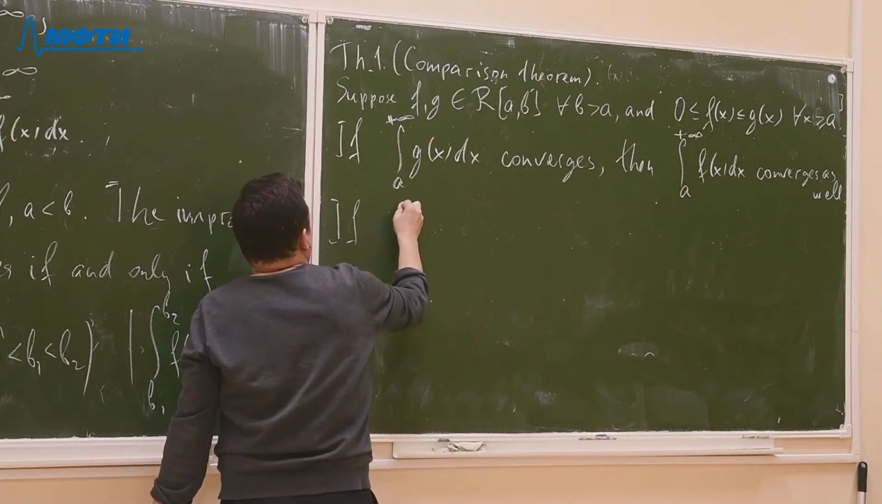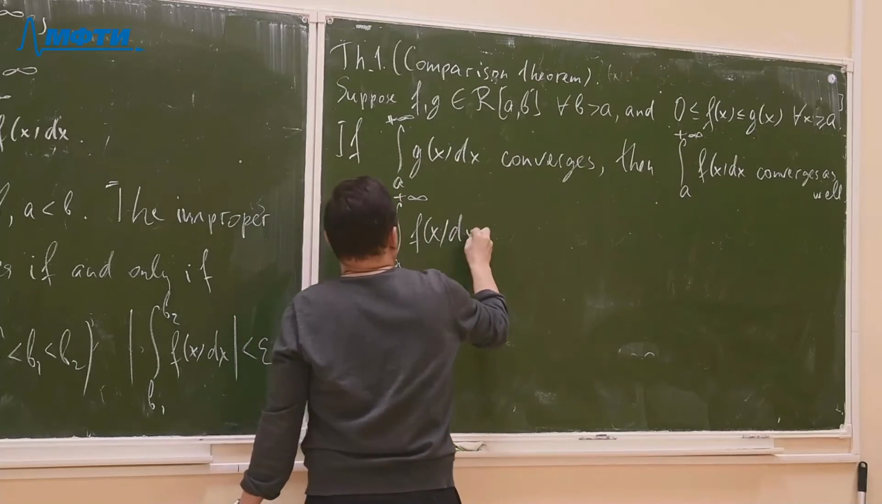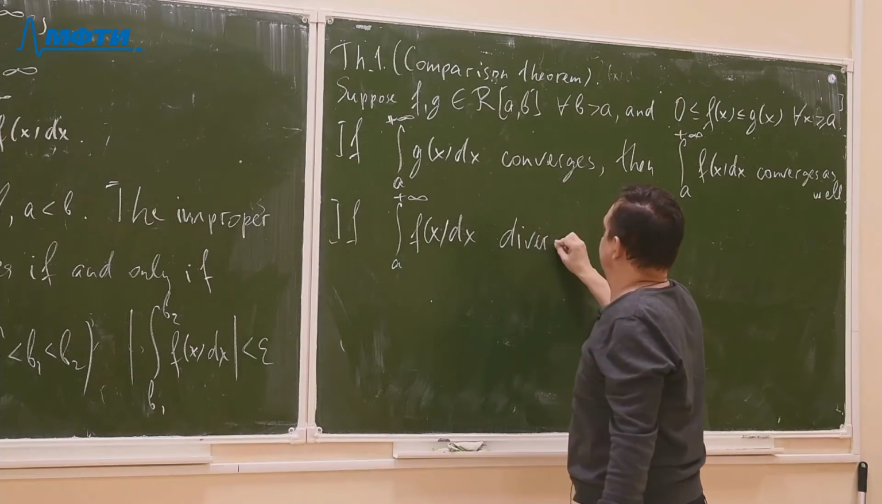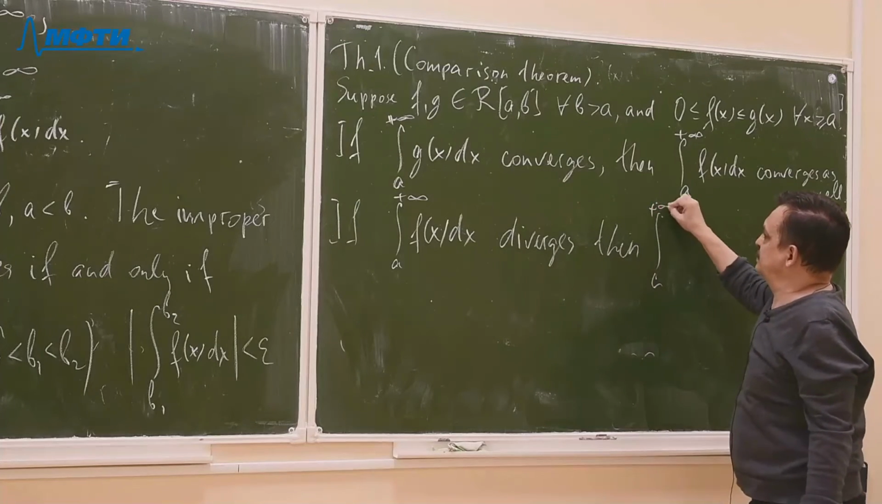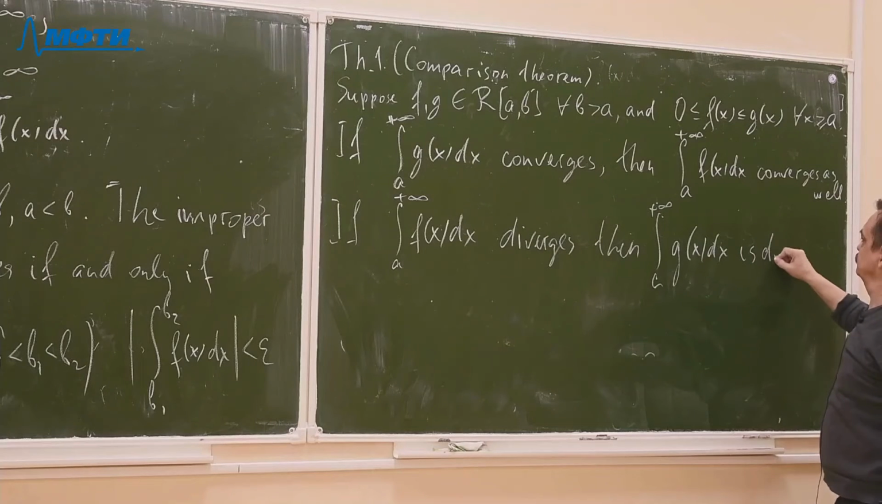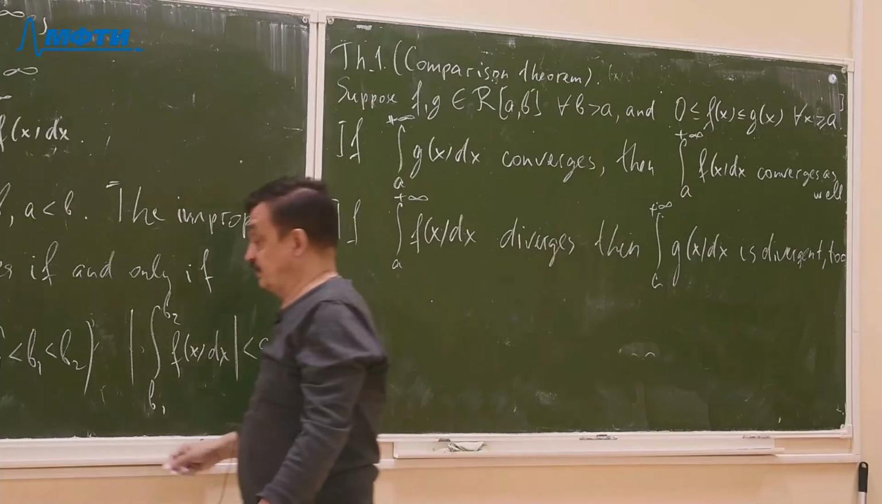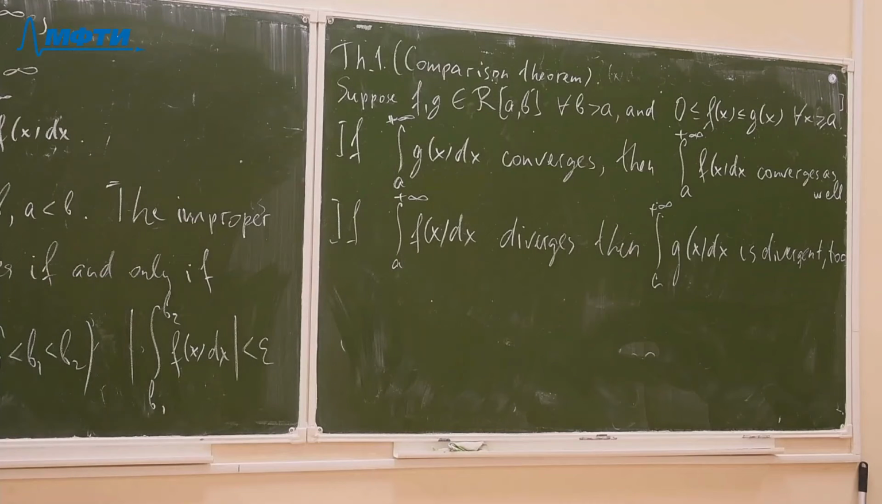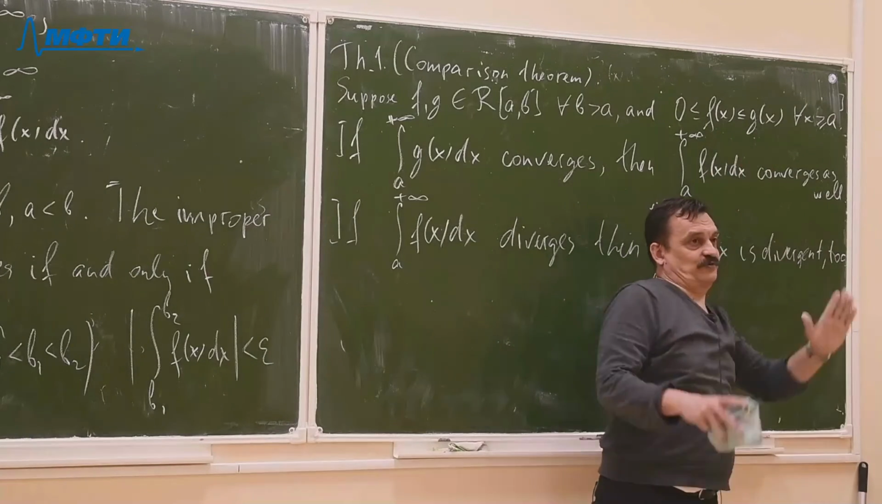If the integral from a to plus infinity of f of x dx diverges, then the integral from a to plus infinity of g of x dx is divergent too. So roughly speaking, look, we compare two functions.